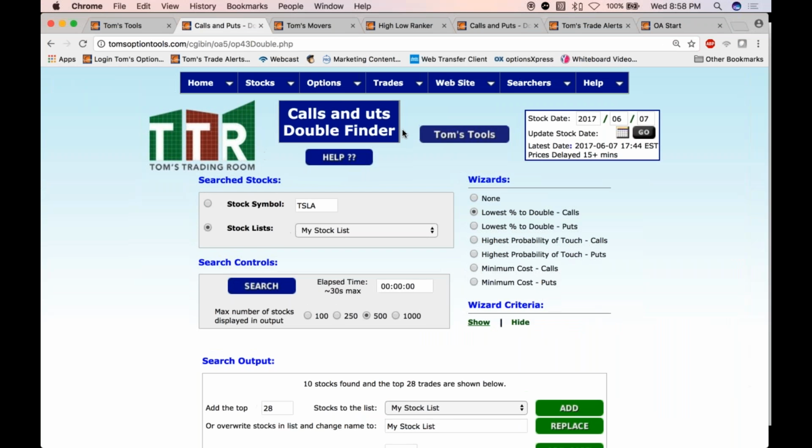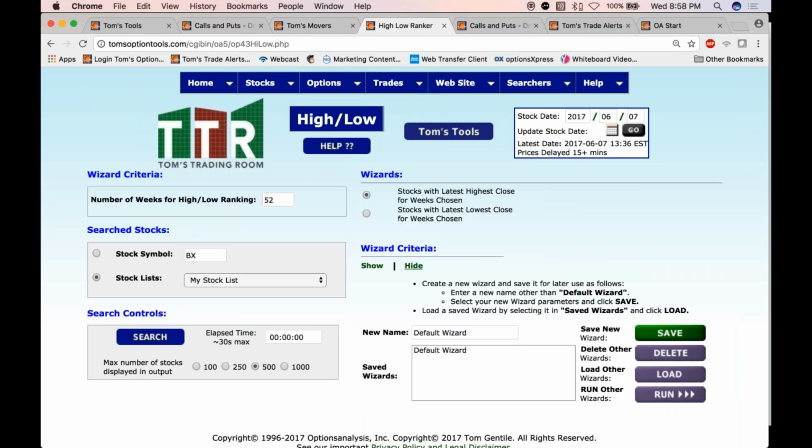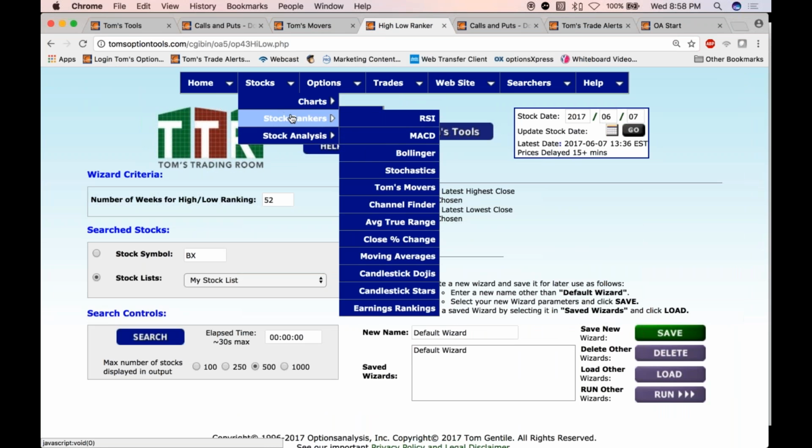So HighLow works like this. First thing I'm going to do is I'm going to pull up my HighLow ranker. And to get to my HighLow ranker, it's a ranker, so we're going to go to Stocks and Stock Rankers.